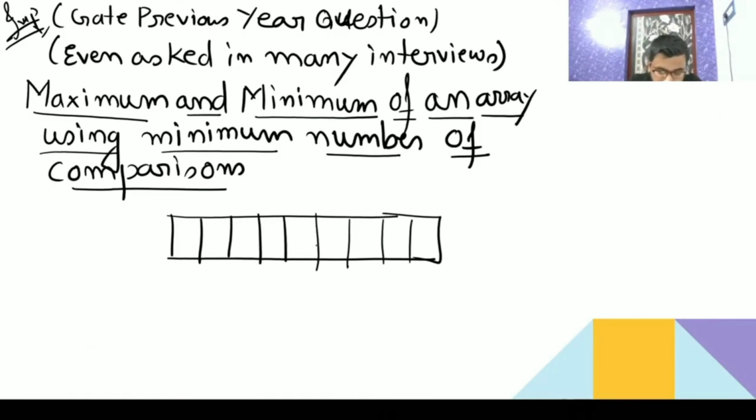One way is by using n minus 1 comparisons, which means using linear search. By using linear search you find the comparisons. That is not going to give you the minimum number of comparisons, but it is also a method, so we will take that also.